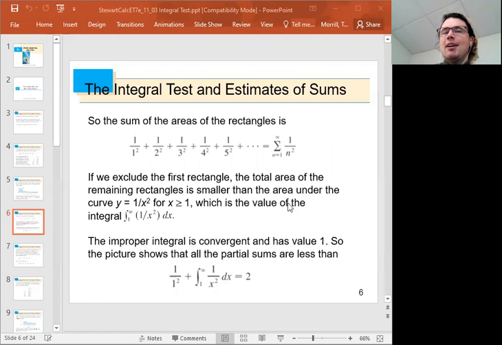So all I'm doing here, again, is I take the formula for my summands, I treat the variable as a continuous variable x instead of the discrete variable n, and I compute this improper integral from 1 up to infinity, integrating the formula from my original series.